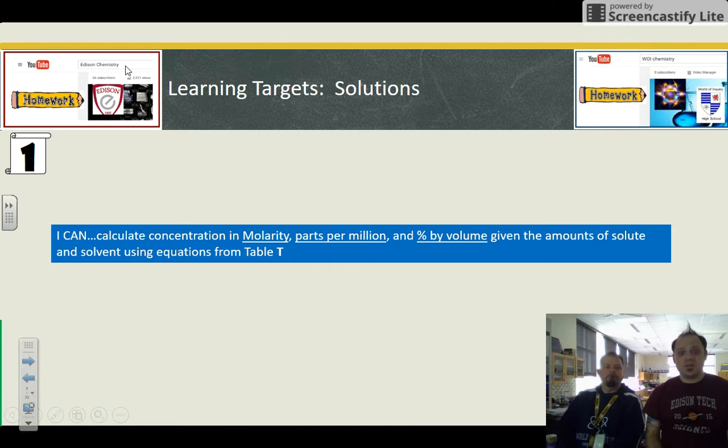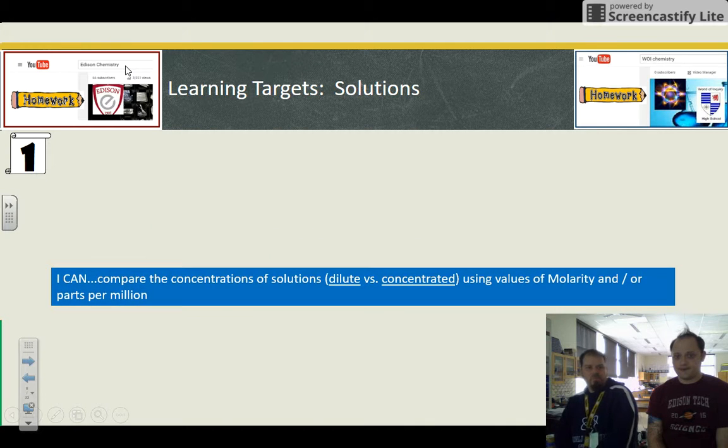Calculate concentration in molarity, parts per million, percent. Again, concentration calculations, parts per million and molarity are there. And it doesn't say percent by mass, but it says percent composition right here. So there's really 3 equations for concentration that we'll use. And molarity is the big one. That's the one that's the most important.